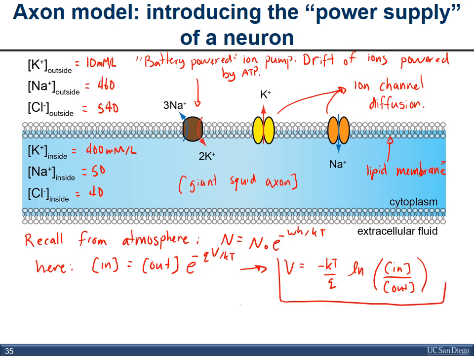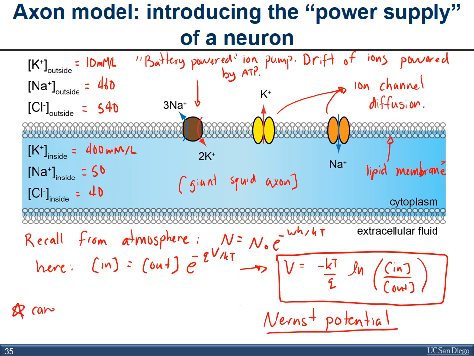Okay, so this is a pretty important formula here. This is called the Nernst potential. Okay, now one note here, be careful of the sign of Q. Okay, because unlike in electronics, in ionics, we can have both positively and negatively charged molecules. Okay. So this is the Nernst potential.